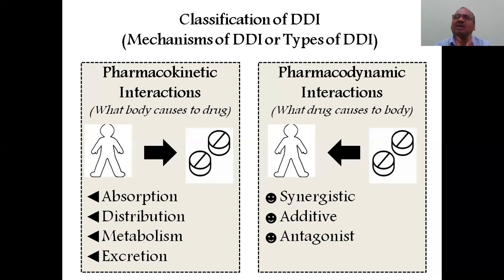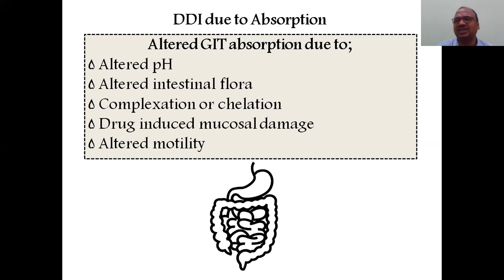This is the big one. Pharmacodynamic interactions are very small, which I will make in another video. But in the class, in the examination, you have to write both. Pharmacodynamics means what a drug does to the body. It shows its therapeutic action, side effects, everything. There are three: synergistic, additive, antagonist, that comes in the next video. ADME: absorption, distribution, metabolism, and excretion.